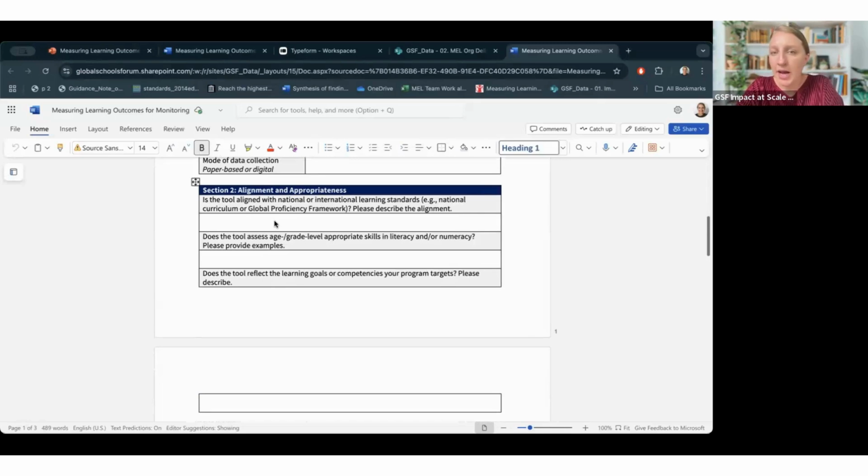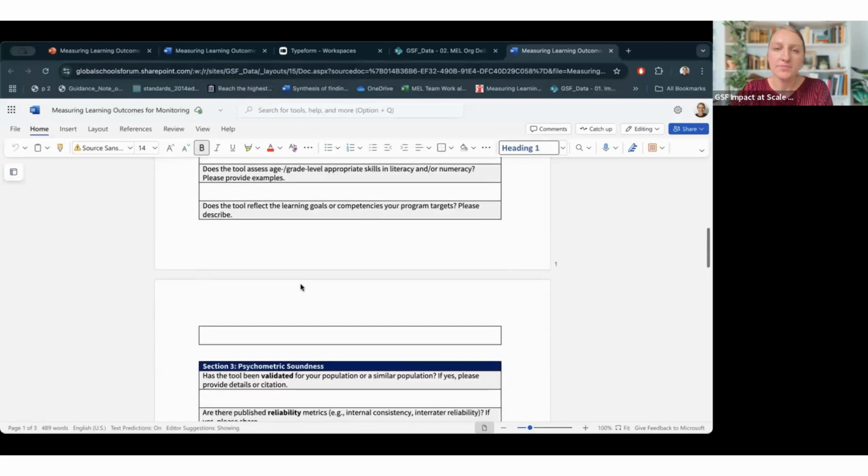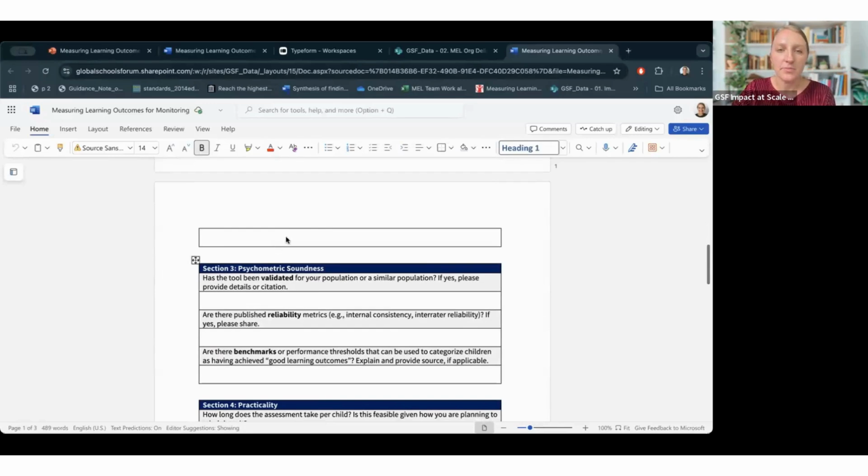Again, it doesn't necessarily have to be the global proficiency framework. That's just an example, but we'd like to know according to what framework this was designed, and then provide some examples of whether or how it assesses grade or age level appropriate skills. And then just a brief explanation of how the tool connects to the competencies that your program targets. So this is what Ekaterina mentioned about making sure that your resources and your activities and your assessment are aligned.